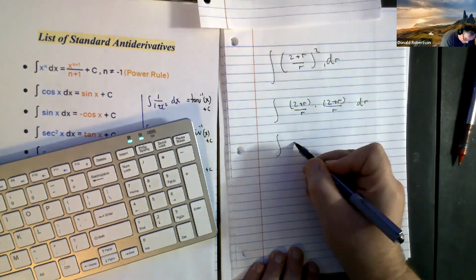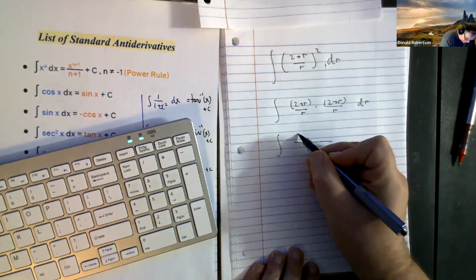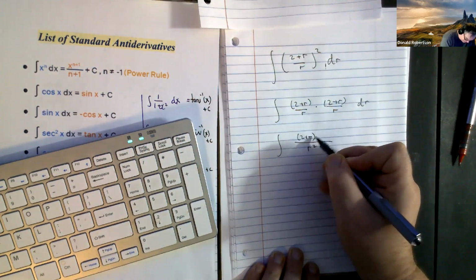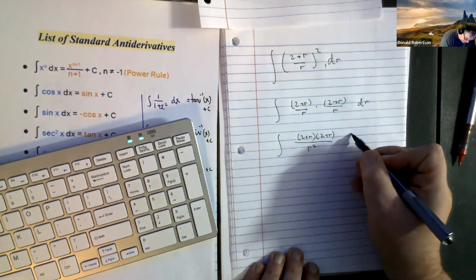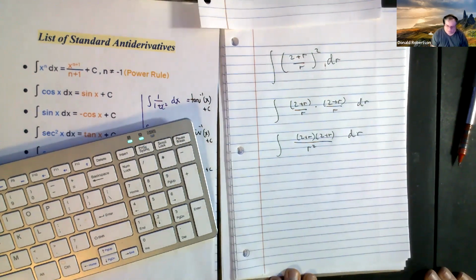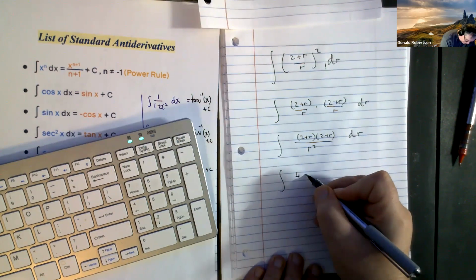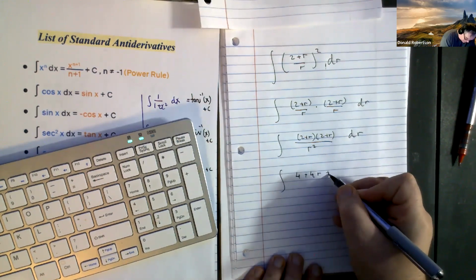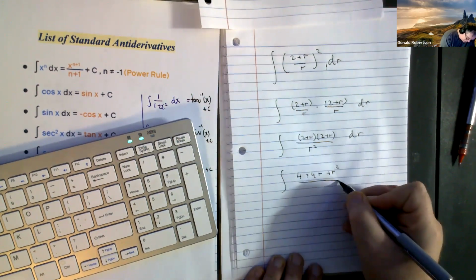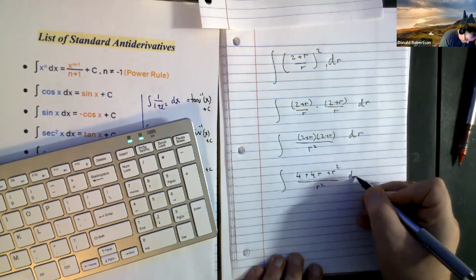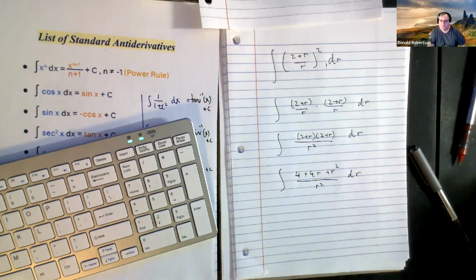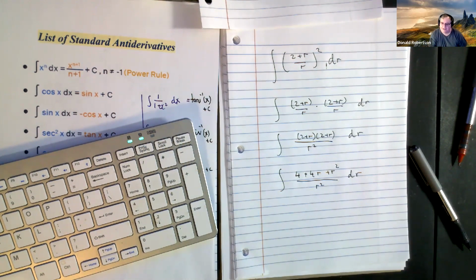And then the 2 r's on the bottom get me r squared, and this is overkill. You don't need this many lines. So that's essentially what you have. Now, if you foil out the top, you get (4 + 4r + r squared) over r squared. So that's like phase 1 done. We're kind of halfway there, but we're not finished.